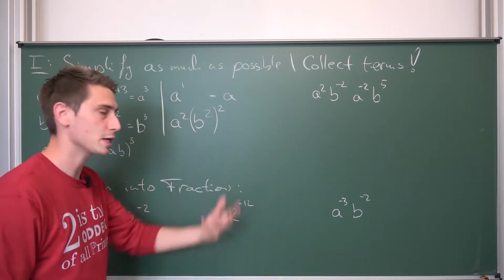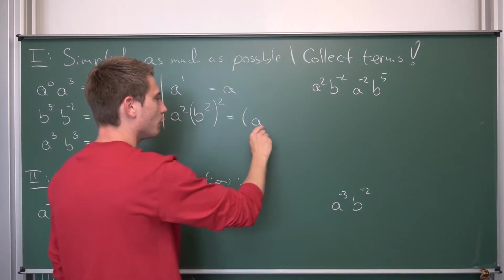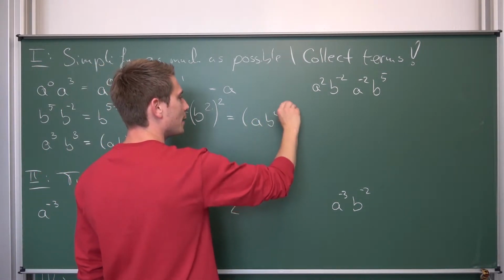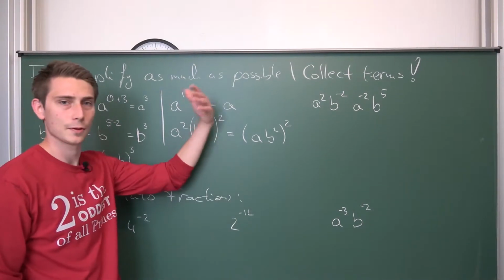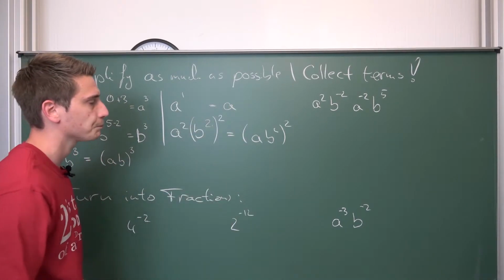Different bases, same exponents, meaning we're going to turn this into the multiplication of our bases, so a and b squared, a times b squared, and we are going to drag our common exponent to the outside. And thus we have simplified as much as possible. We have collected the terms successfully.